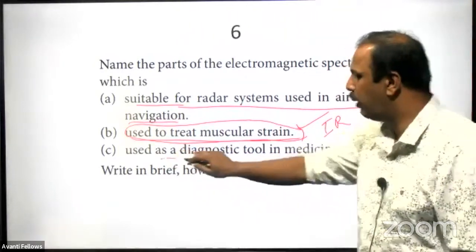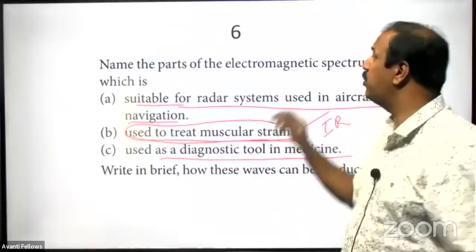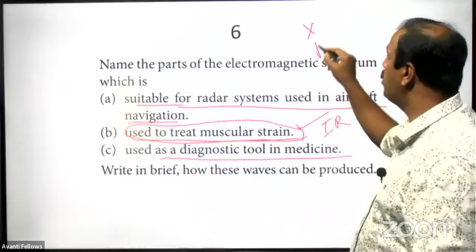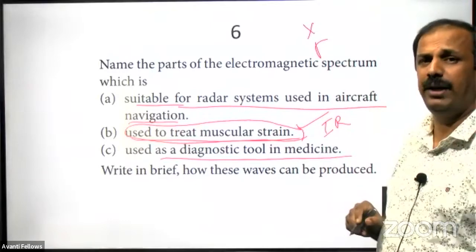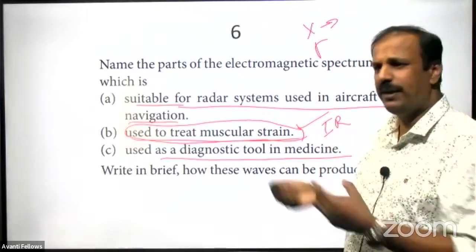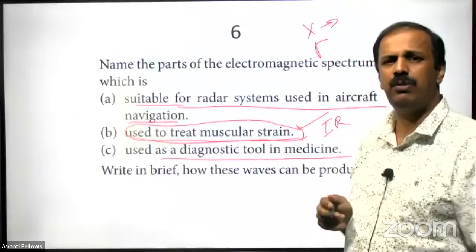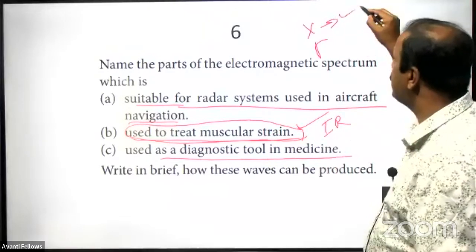This one is for diagnosis. You should know in the medical field we are using two: we are using X-ray and we are using gamma rays. Both are used in the medical field. So X-ray is used as a diagnostic tool, that is, we are taking X-ray photography. If your bones are broken, we are taking X-ray photography. So that's why X-ray is coming there.